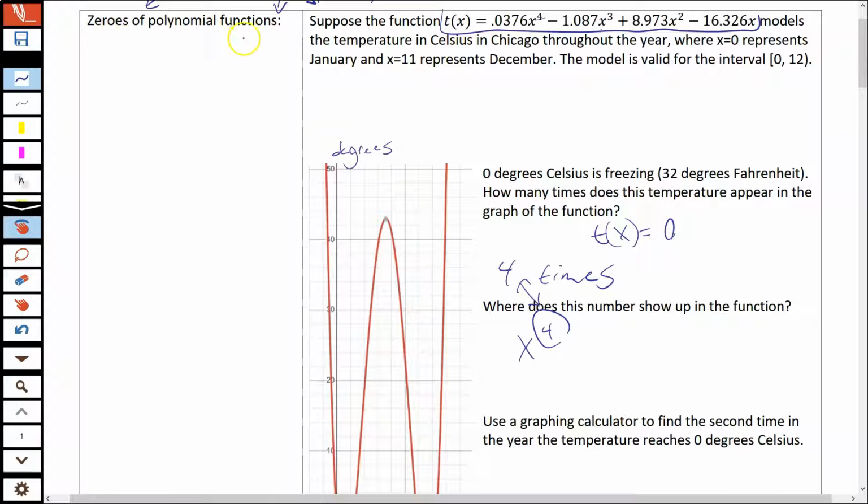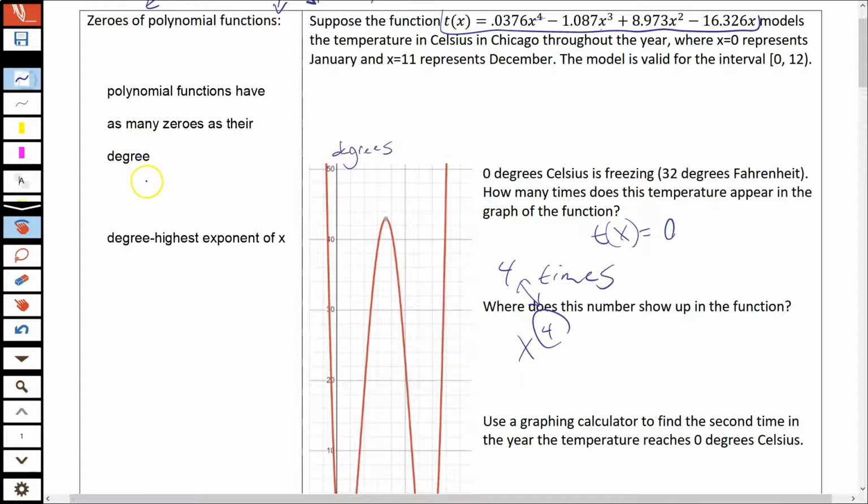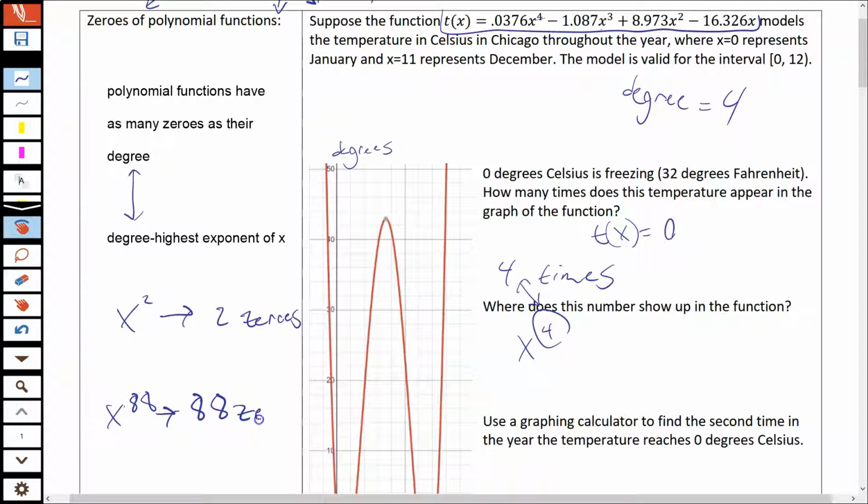The zeros of a polynomial function, they have as many zeros as their degree, their highest exponent. Okay? So degree is a new vocabulary term that's good to know. It just means the highest power of x. So this is a 4th degree, or this has degree 4, right? So these functions have as many zeros as their degree. That means our functions with x squared as their highest term have 2 zeros. We already knew that, right? And this has 4 zeros. If I had x to the 88th, it would have 88 zeros. So that's the relationship there.